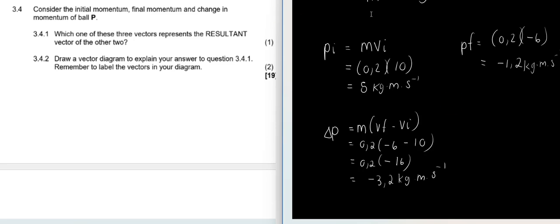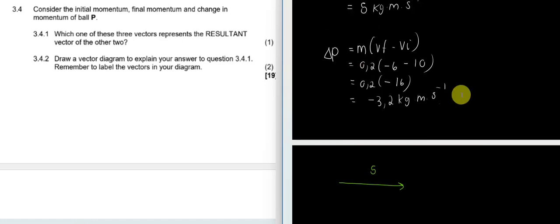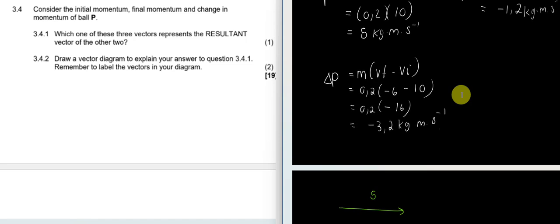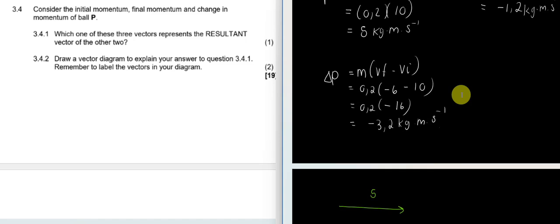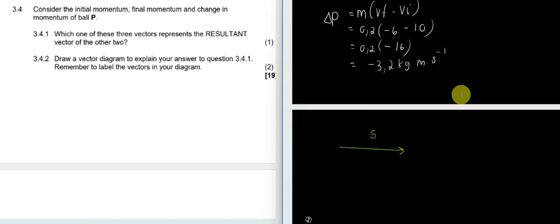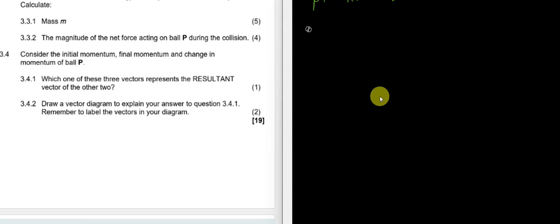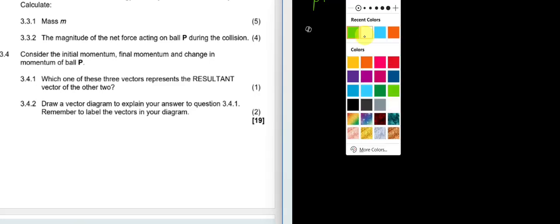Guys, now they want to know, so each of these is a vector. So now they want to know which one of these is the resultant. So now you just quickly go and draw a diagram, just a simple one. So we have the initial momentum as 5 kilogram meters per second, and this is the positive value, so it's east. Then we have the final momentum as minus 1,2. The change in momentum is minus 3,2. So when I have the axis, let me just show you quickly. So let's just quickly go back to 3.3.2.